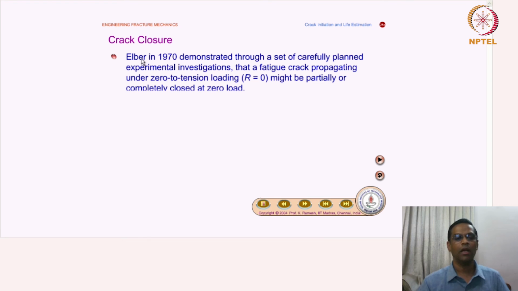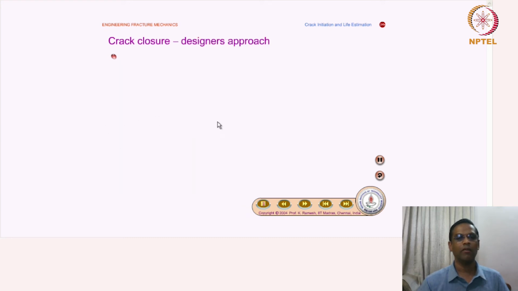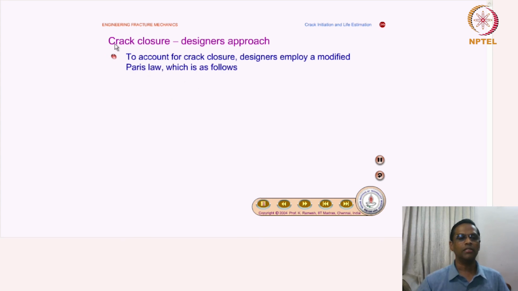Elber in 1970 demonstrated through a set of carefully planned experimental investigations that a fatigue crack propagating under 0 to tension loading, that is R equal to 0, might be partially or completely closed at 0 load. This observation has led to new concepts in fatigue crack growth studies. Very important idea. So how do we understand this?